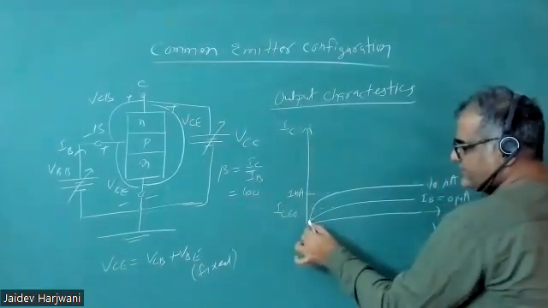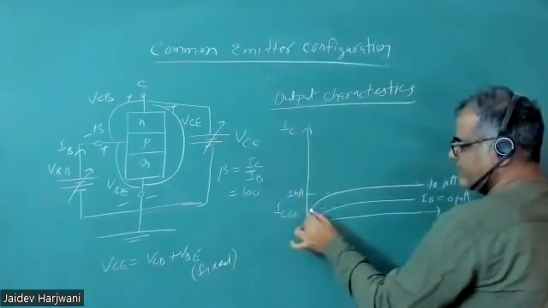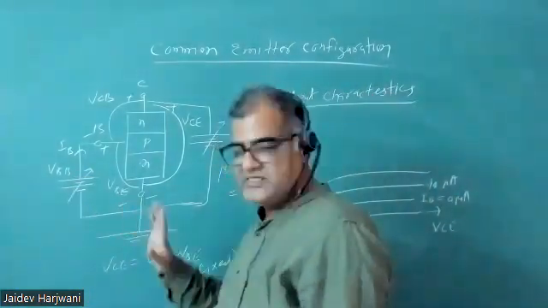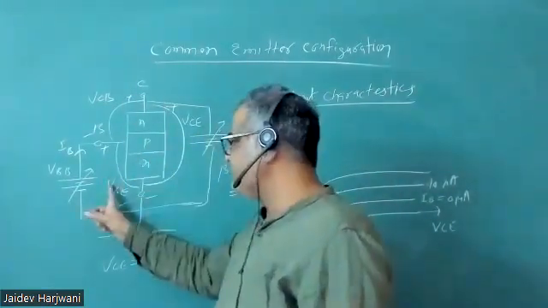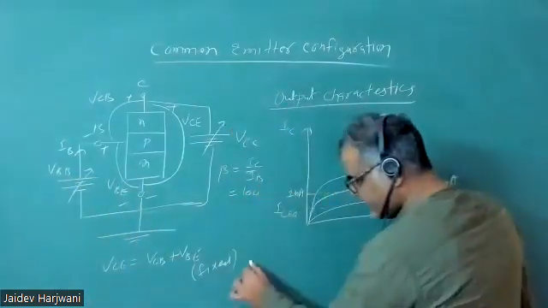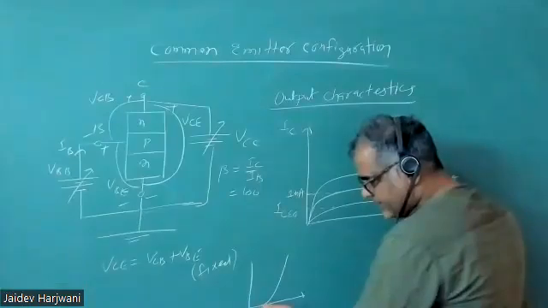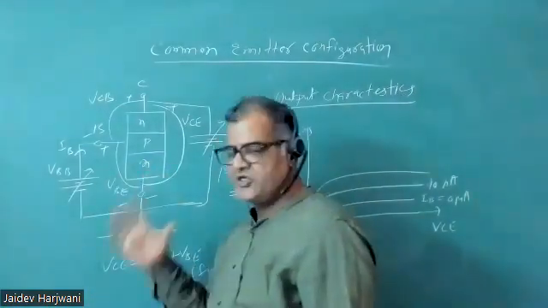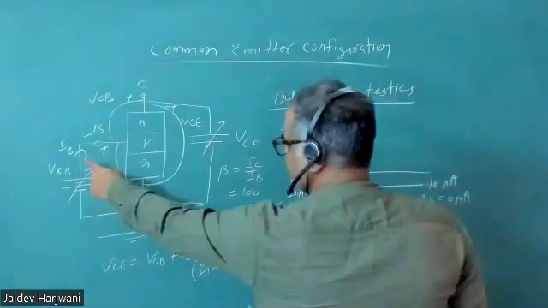Similarly, if I slightly increase IB by changing VBE, or battery VBB, what will happen? If I increase this voltage VBB, my VBE doesn't change much, but the current changes. You have seen this in the input curve. If you increase this battery, the diode drop is almost the same, but the current keeps on increasing. So let this VBE always be fixed at 0.7, with slight changes in millivolts, but the current changes.